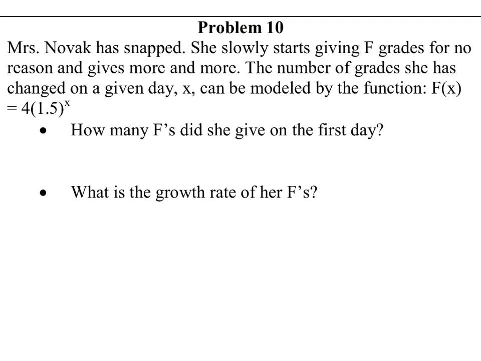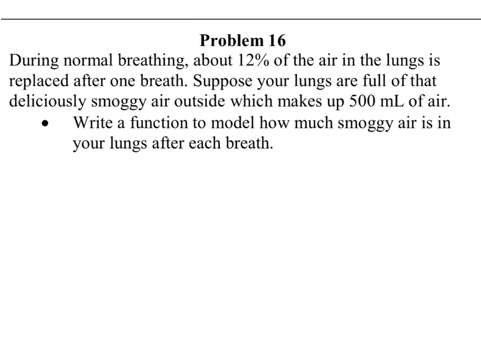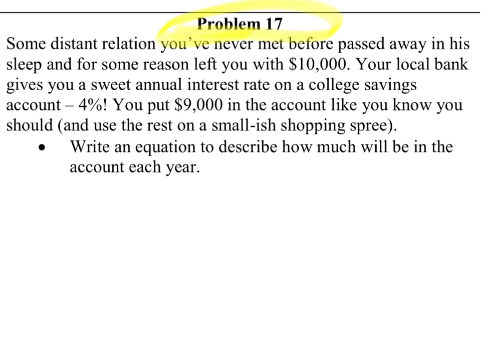And we've got one more problem that we're going to look at, just to give you a feel for things. So we're going to go to problem 17. You get $10,000 because someone passed away, and they were very generous with you. You decide to throw it into a savings account, which gives 4% growth, right? If you have a savings account, they're adding 4% each year. And you're going to put in $9,000.